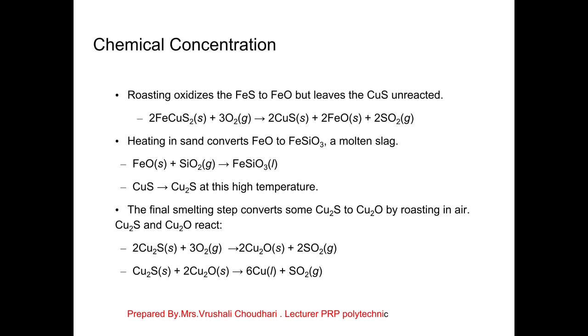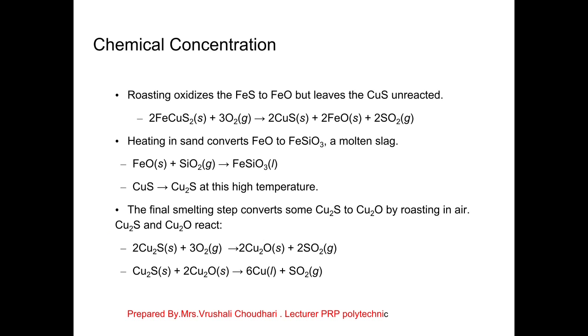These are the reactions that take place in chemical concentration. Roasting oxidizes FeS to FeO but leaves copper sulfide unreacted. Heating with sand converts FeO, that is the iron oxide, into a molten slag called FeSiO3. So FeO reacts with silica to form a slag, while cuprous sulfide is again converted to cuprous oxide.